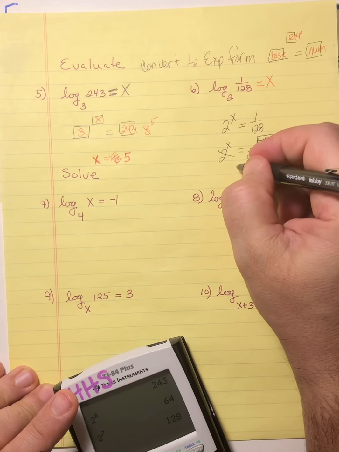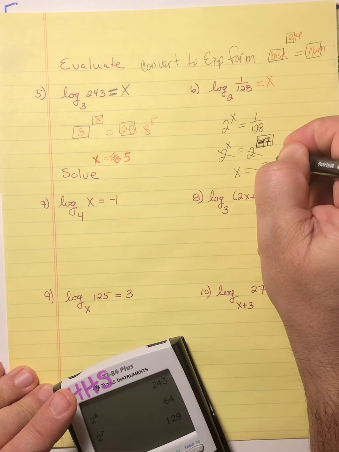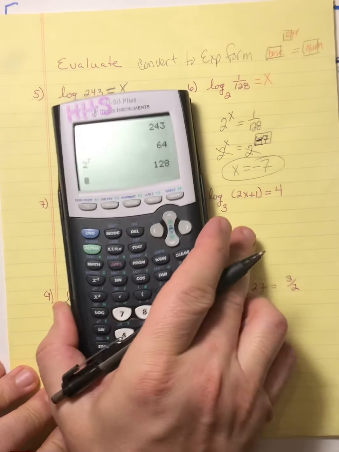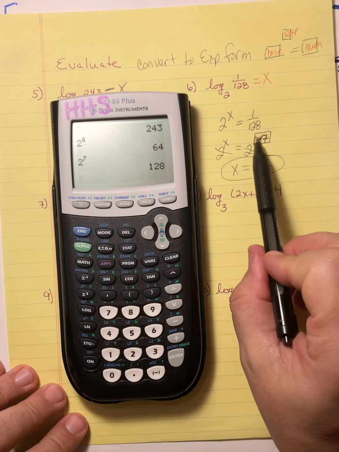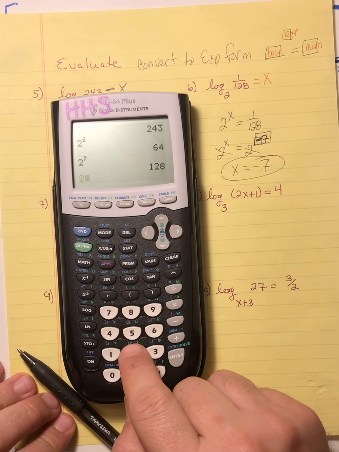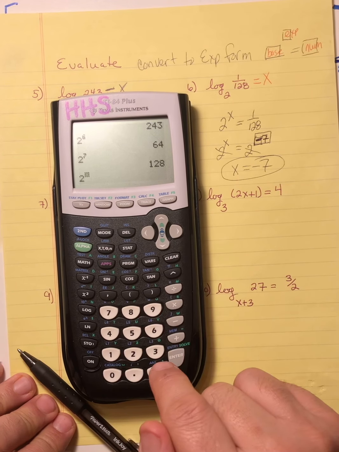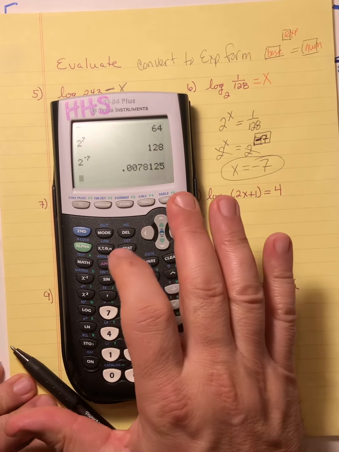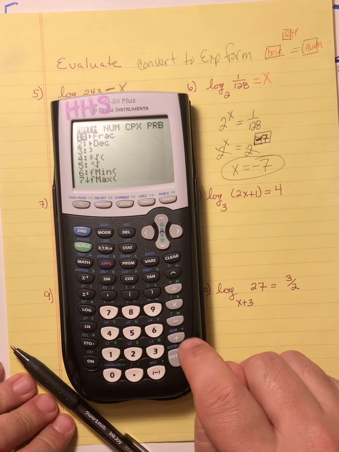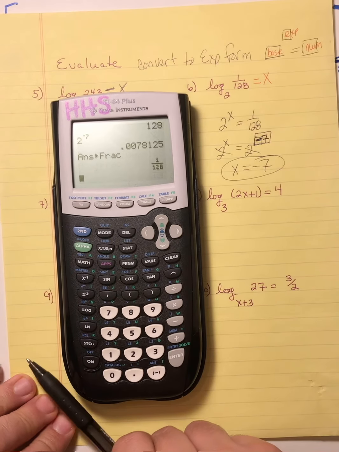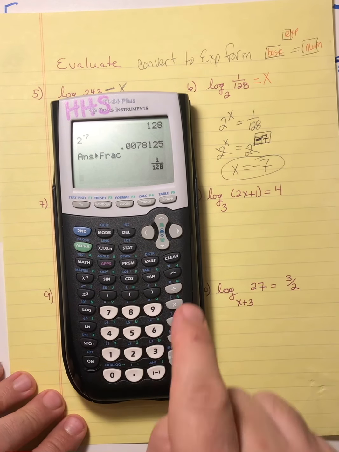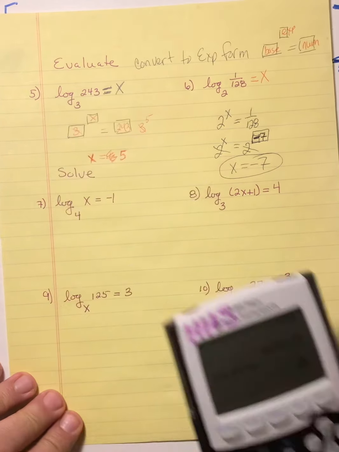So cancel, so x equals negative 7. By the way, if you're not sure, I know it says 1 over 128, so you can do 2 caret key negative 7, hit enter, and then it gives you that god-awful decimal. Then with your graphing calculator, math, enter, enter. Okay, there's your 1 over 128. You need a calculator for this unit.